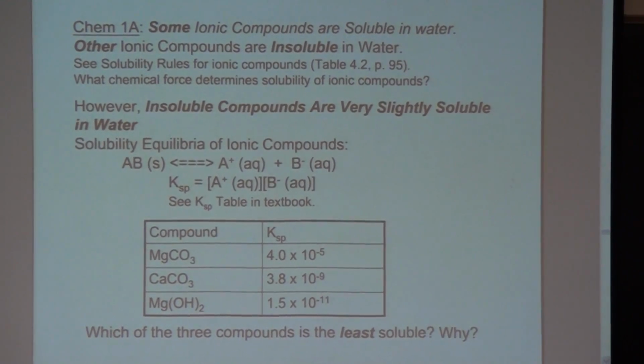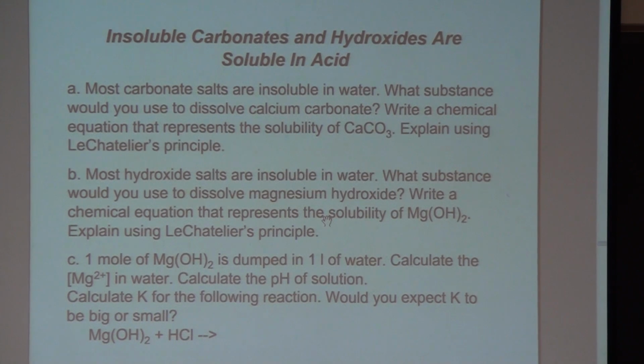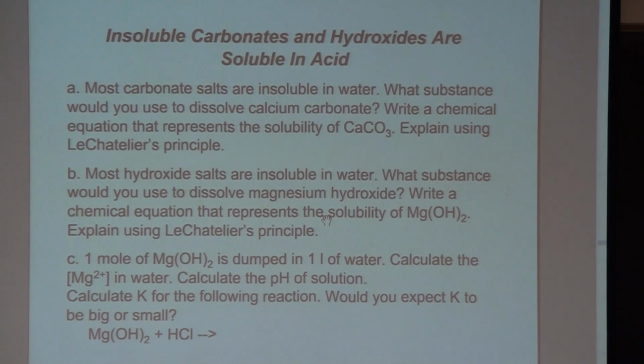Okay, let's go to the next slide. Based on that solubility equilibrium, we can actually figure out what substance to add to dissolve that insoluble compound. Most carbonate salts are insoluble. We found from the previous slide that magnesium carbonate and calcium carbonate are insoluble. What substance would you use to dissolve calcium carbonate? Write a chemical equation that represents the solubility of calcium carbonate. Explain using Le Chatelier's principle. So what substance would you use to dissolve calcium carbonate?